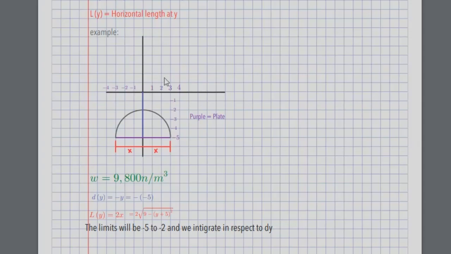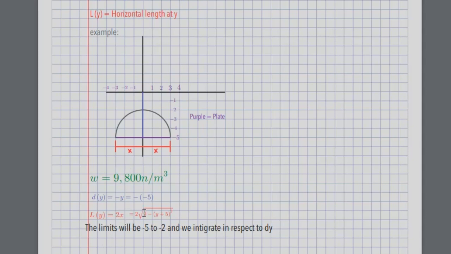Here's a quick example. The green right here is going to be W equals 9,800 newtons per meter cubed. That's going to be the standard weight density for water, so in this case, it's going to be constant for the problems that we're going to do. The blue in here is going to be d(y) equals negative y. So if you look at the graph, it's going to be negative, negative 5. It's that blue line right here because it goes down to negative 5, just at the depth that the plate is. And then L(y) is going to equal 2x right here.